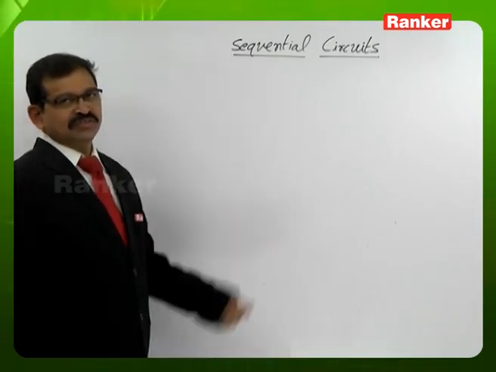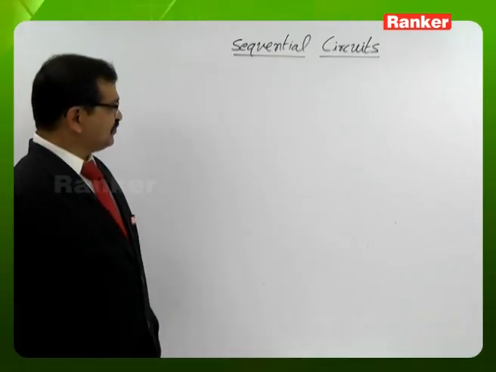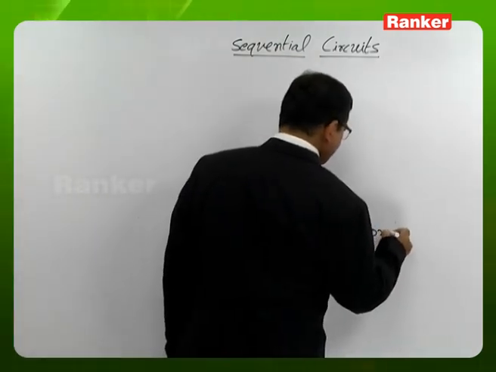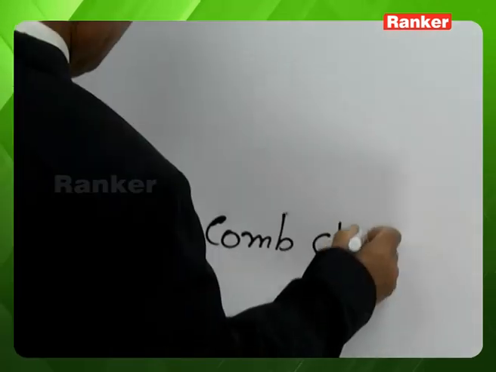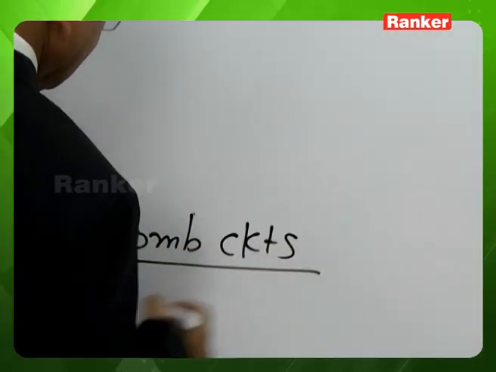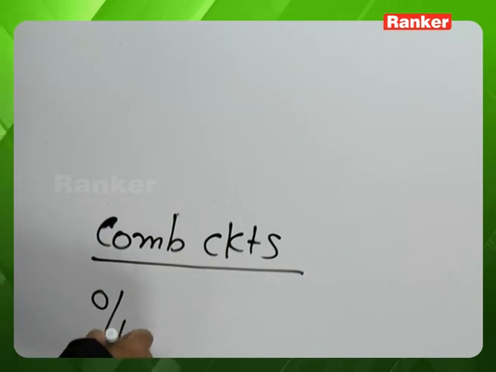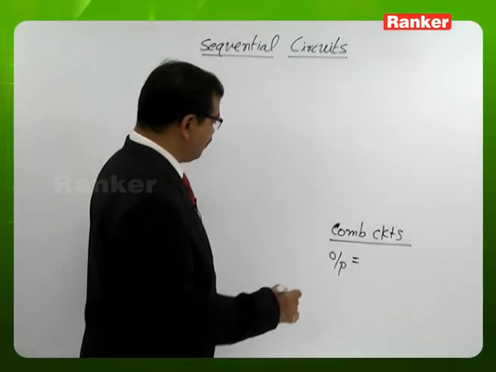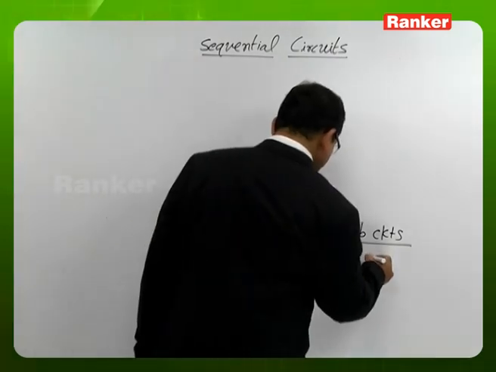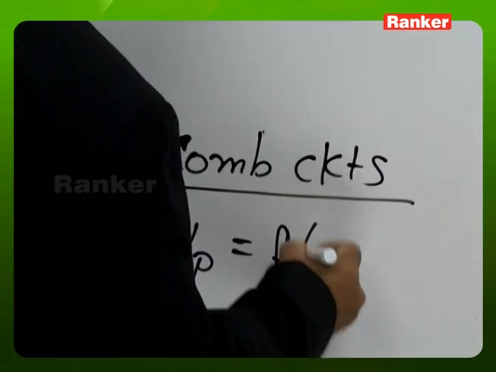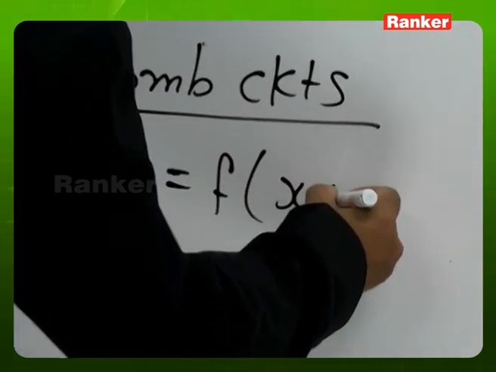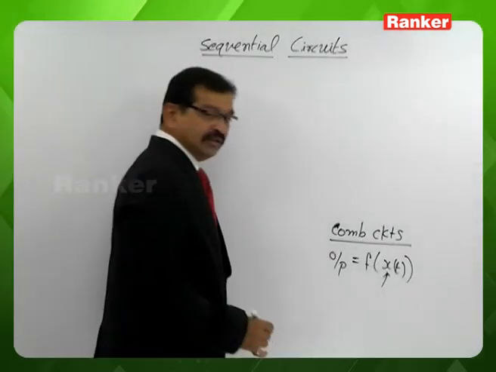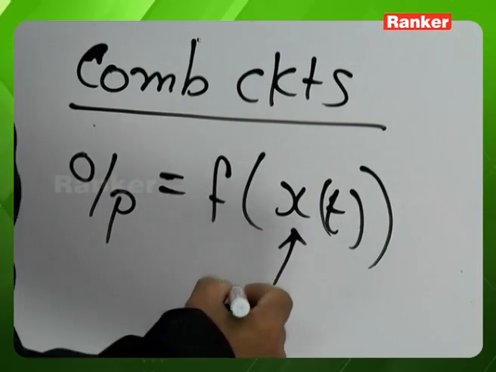Till now we discussed the combinational circuits. In the combinational circuits, the output depends only on the present inputs of the circuit, so that it is possible to write output is the function of present inputs of the circuit.